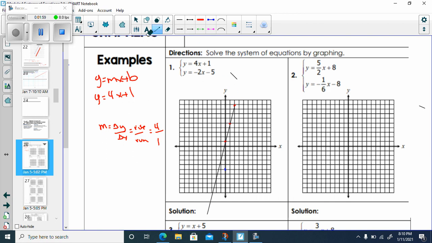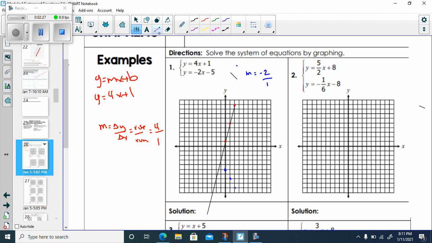All right, now let's draw the other one. Y is equal to negative 2x minus 5. Here's our b, it's negative 5. So we go down to negative 5: 1, 2, 3, 4, 5. It's right here. And my slope is negative 2. That means I go down 2 and over 1. Down 2, over 1.